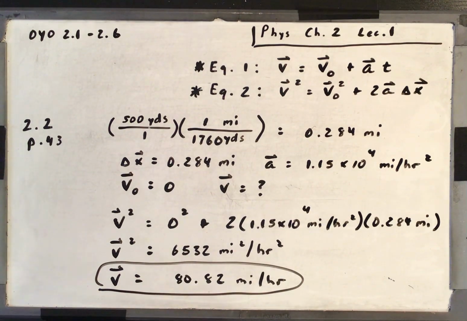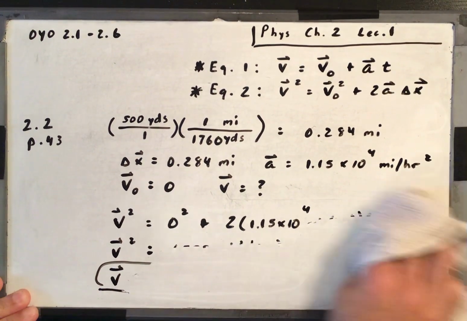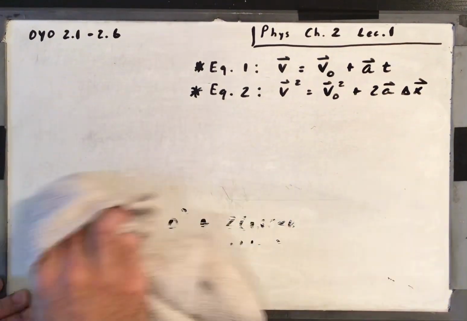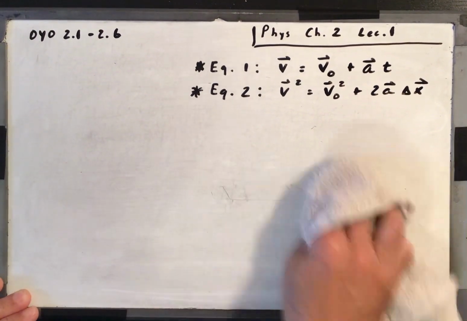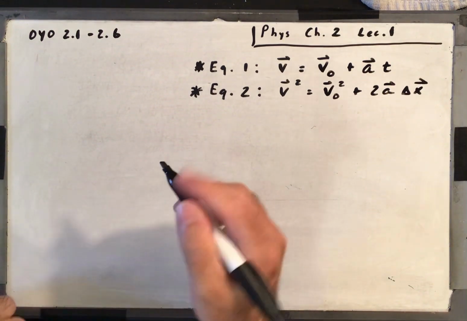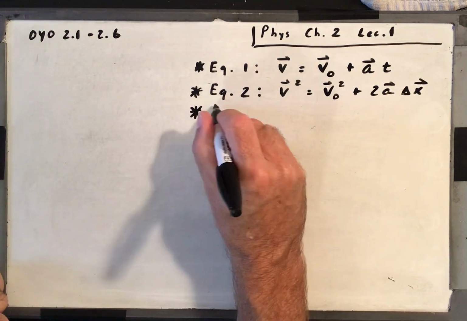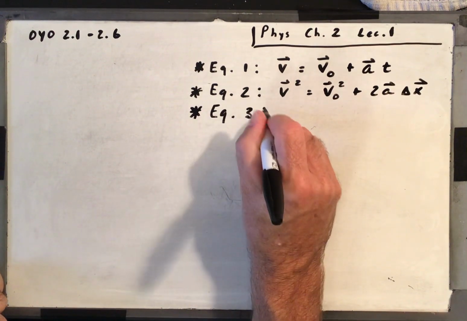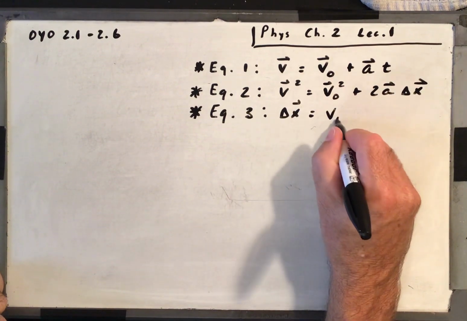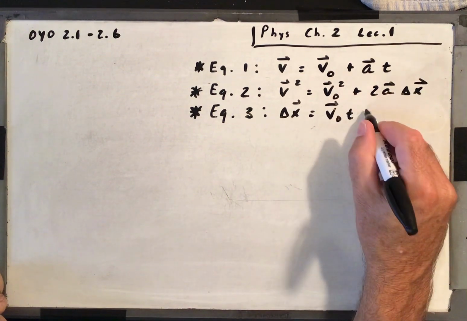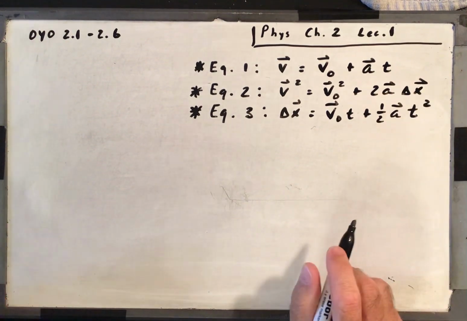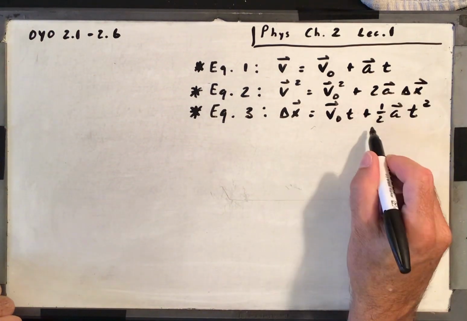All right, let's add one more to the mix. These are some of the most famous equations in physics, the straight line motion equations. Equation 3, you got to memorize equation 3 as well. That is displacement is equal to initial velocity times time plus 1/2 times acceleration times time squared. The way we say that, V naught t plus 1/2 AT squared.